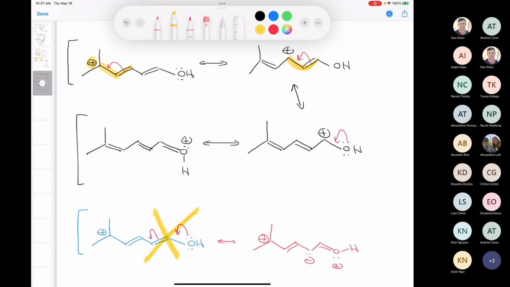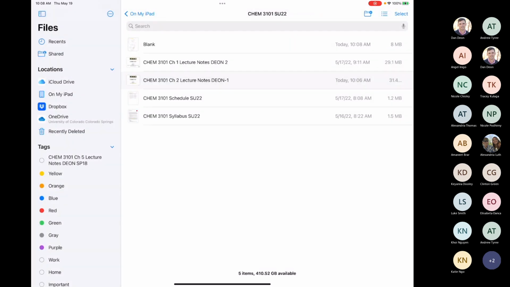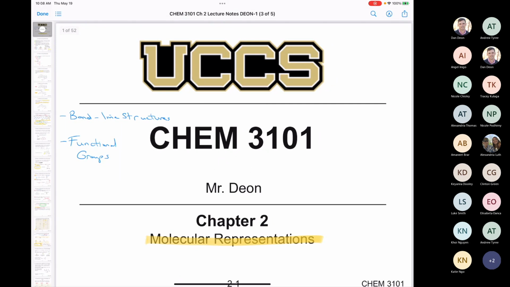And so the reason why you wouldn't do this is because now you're just creating new formal charges. And you don't want to just create new formal charges at random. We want to show the delocalization of the existing formal charge. So let's go back to our slides.